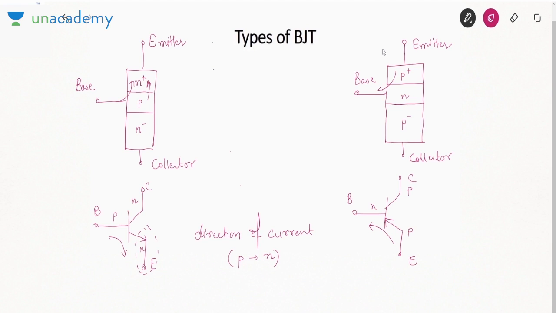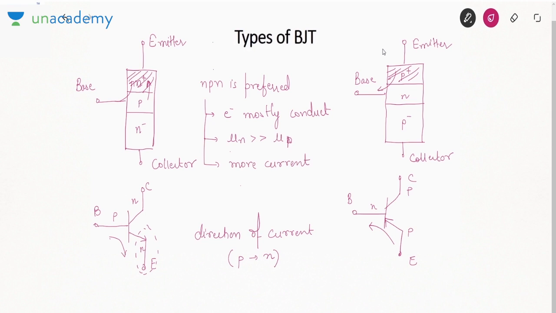There are two types of transistor, but mostly NPN is preferred. Why is NPN preferred? Because electrons mostly conduct. See, here emitter is N type, so emitter will emit electrons. Here emitter is P type, so it will emit holes. If electrons mostly conduct, and we know mobility of electron is more than mobility of hole, that means more current. In an NPN type of transistor, the mobility is high, and we know current is directly proportional to mobility.